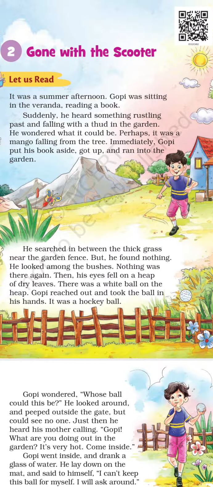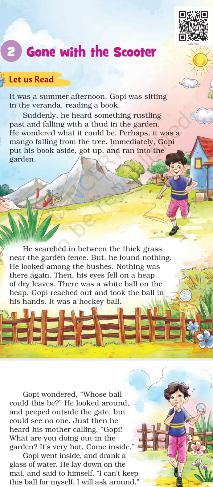Gopi was sitting in the veranda reading a book. Gopi is a child. He was reading a book in the veranda, the balcony. Suddenly he heard something rustling past and falling with a thud in the garden. So there was some noise in the garden and something fell.